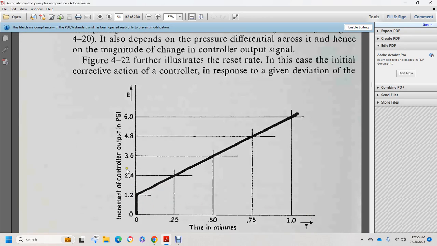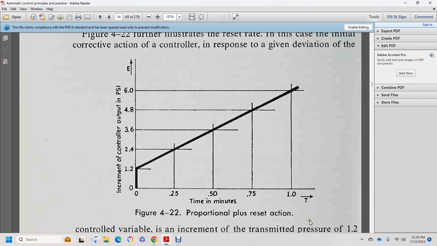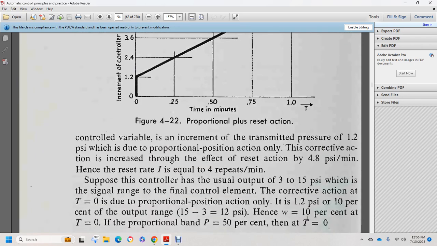It shows the incremental controller output in inches and psi: 1.2, 2.4, 3.6, 4.8 psi, and time in minutes, at time intervals of 0.25, 0.5, 0.75. For the control variable, the incremental transmitted pressure is 1.2 psi for the proportional position action only. Corrective action increases the effect with the reset action to 4.8 psi.